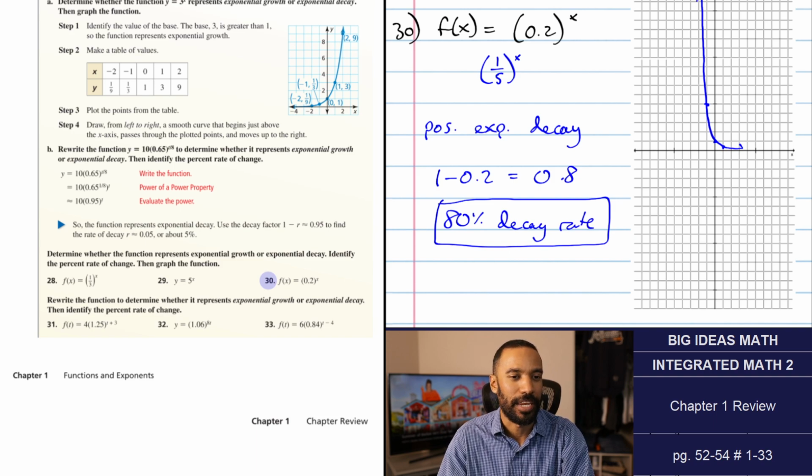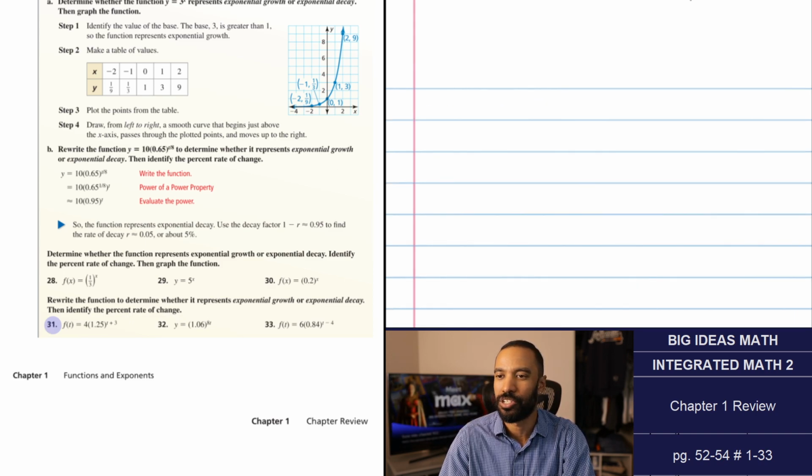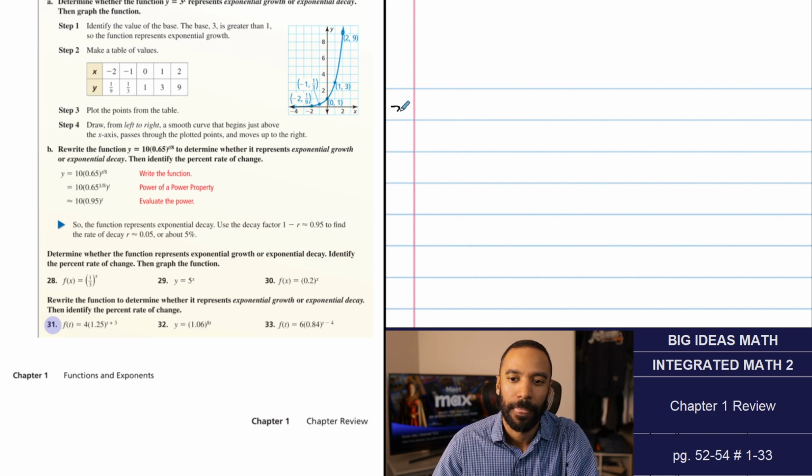Okay, last 3, numbers 31 to 33. Rewrite the function to determine whether it represents exponential growth or decay. Then identify the percent rate of change. So number 31, we have f of t equals 4 times 1.25 to the t plus 3 power.